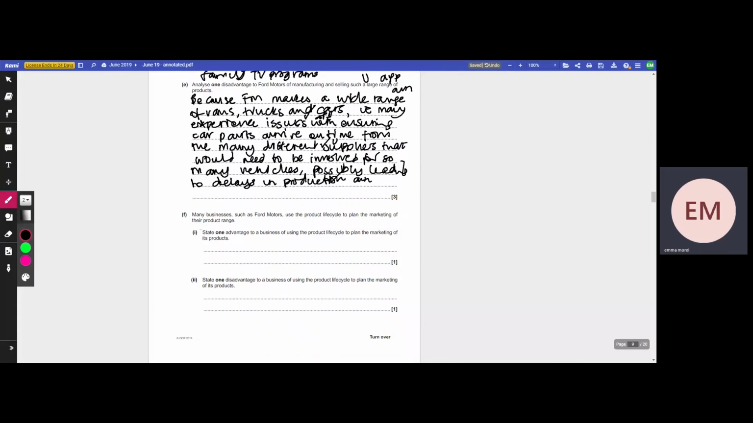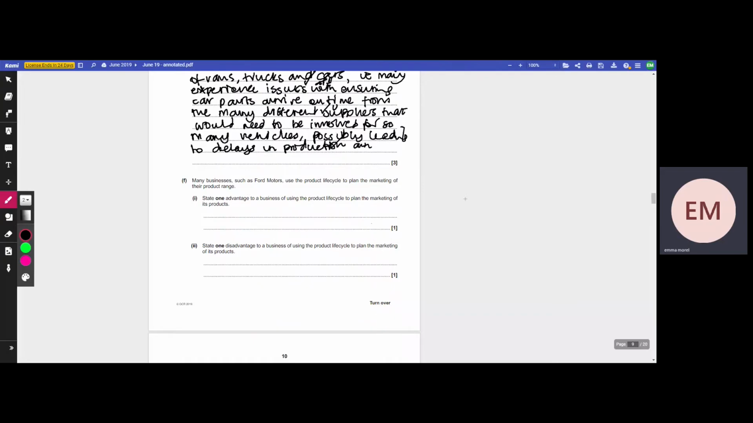This question, not a very nice question, actually. Many businesses, such as Ford Motors, use the product lifecycle. We know that the product lifecycle is on the advanced information, so it's worth making sure that you understand that. That's the graph that looks a bit like this, where we have a slow period of introduction, then growth, then we'll plateau out for some period, and then we'll start to decline. So we've got 4 different sections: introduction, growth, maturity, and decline.